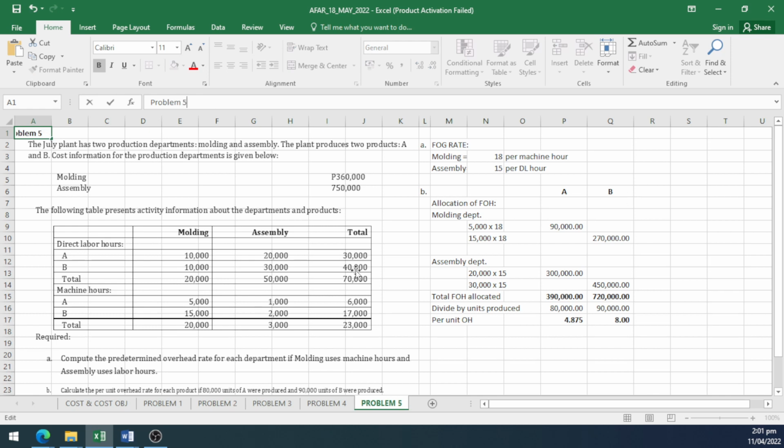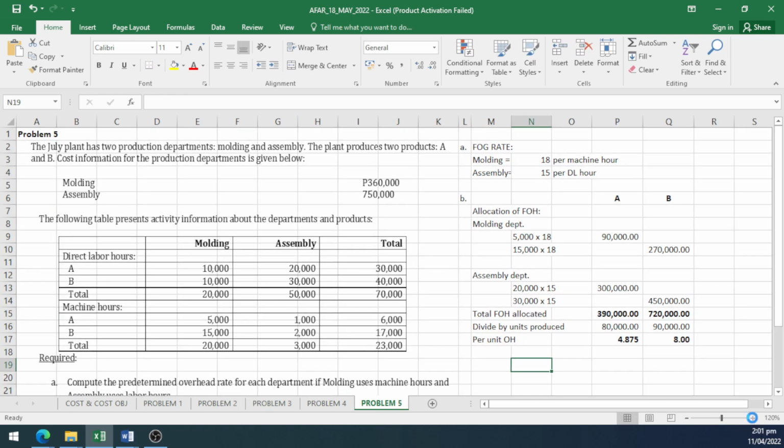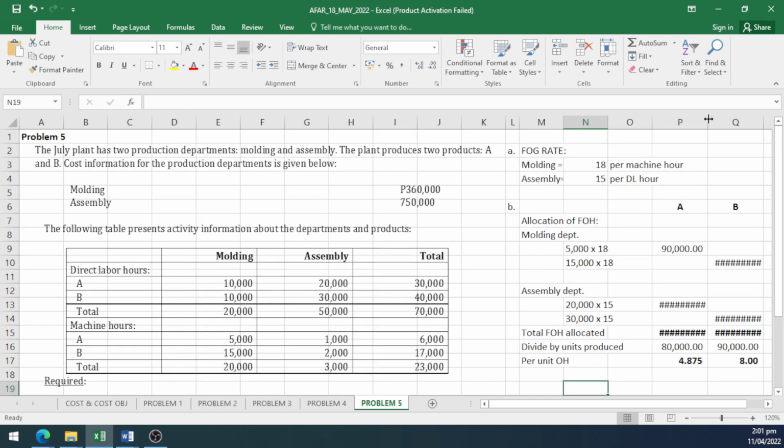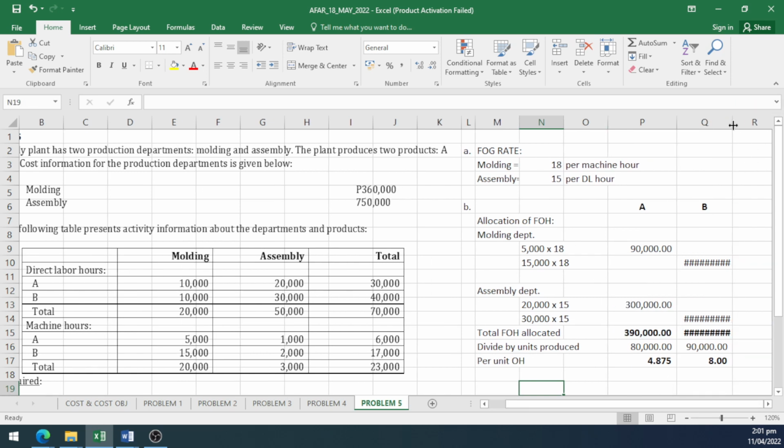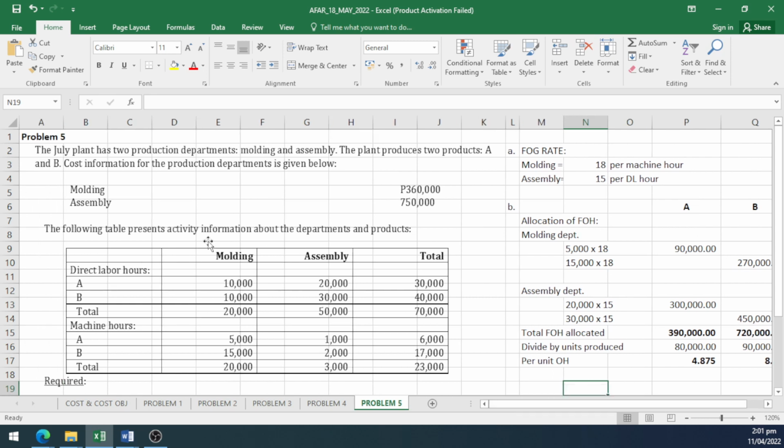Your board examination is fast approaching. Galingan nyo na lang sa board exam. Galingan nyo rin ang pre-board. Okay, we proceed sa problem number 5.